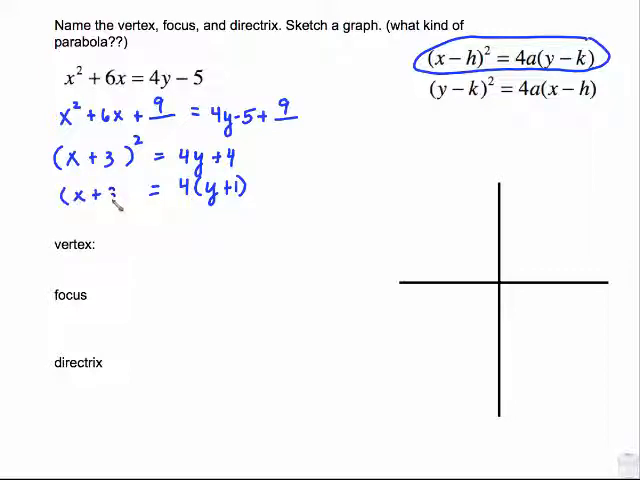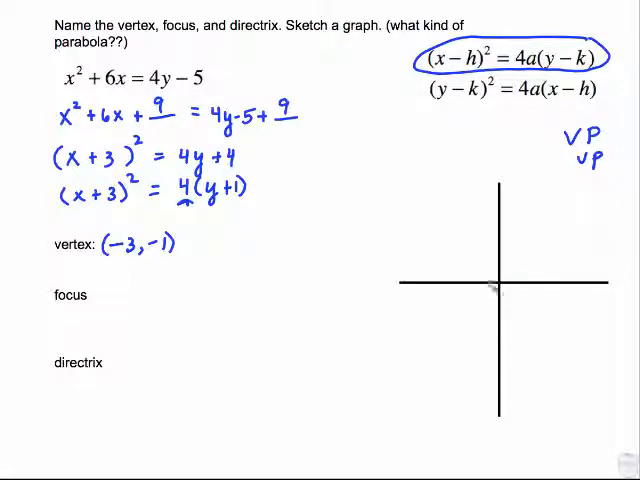And before we start naming these things, let's talk about what kind of parabola this is. This is x squared, and if it is x squared, then we know it is a vertical parabola. Also, because this coefficient is positive, it opens up. So take a look at the form. Your vertex is negative 3, comma negative 1.